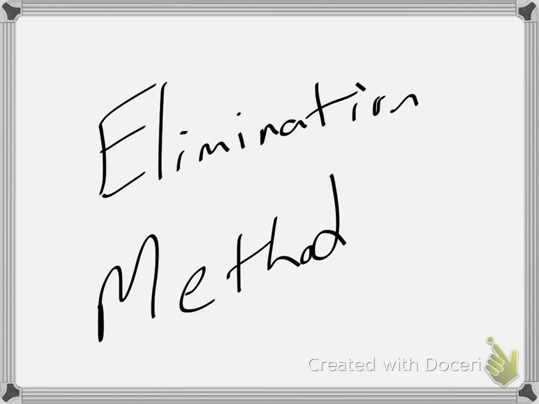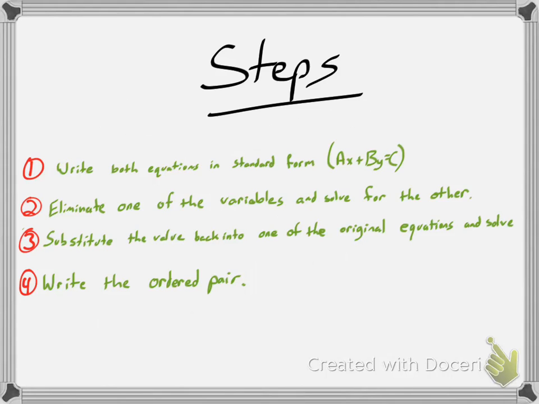Alright, we're going to be doing the elimination method today. The steps to the elimination method are 4 steps. Step 1, write both equations in standard form. In other words, you want an x term plus a y term equals a number. So ax plus by equals c.